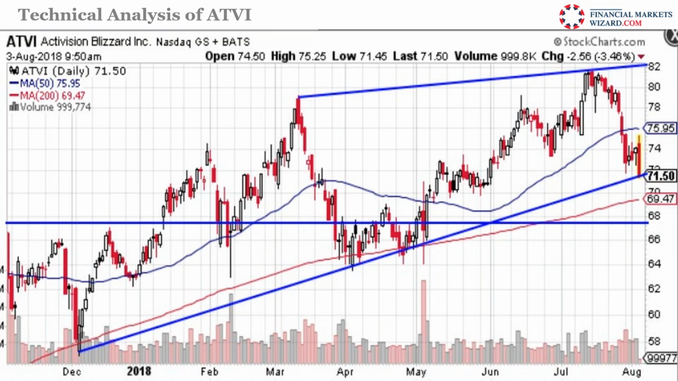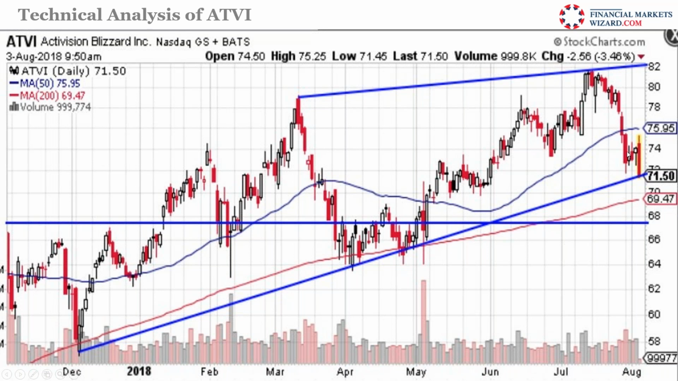And my stop is set below this, where this is where it bounced back up, right? Okay, so this is the ATVI chart, and we were short. We had puts and we made great money, and I want to show you why we went short. So this is what happened.